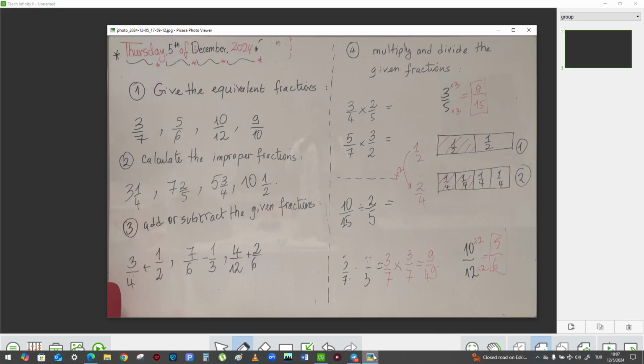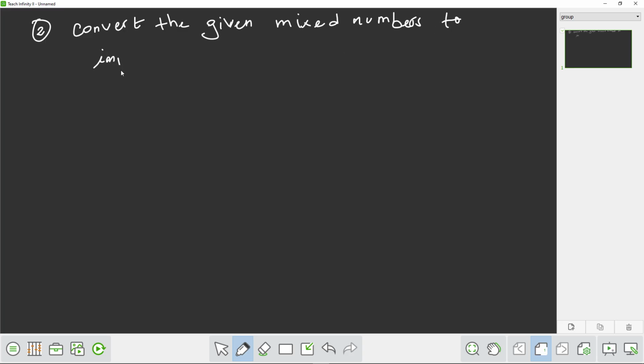All right, the second question, calculate the improper fractions. And then let's take any improper fraction. Now you're going to calculate improper fractions, or you can find the improper fractions. By the way, the question is, convert the given mixed numbers to improper fraction.